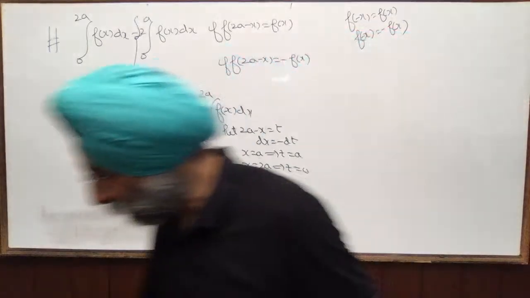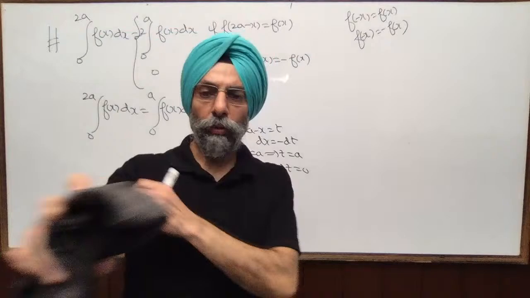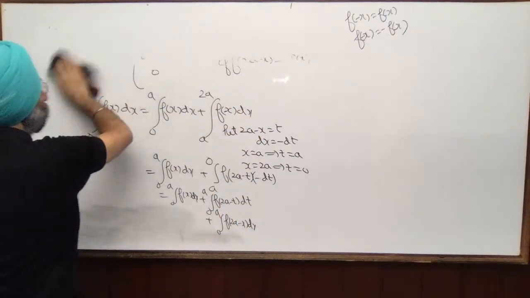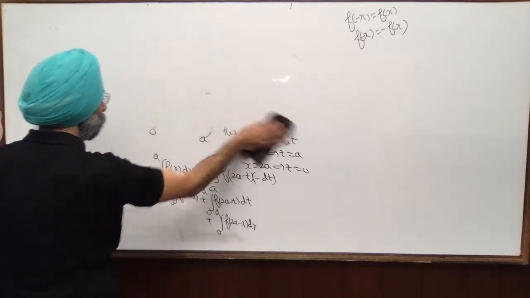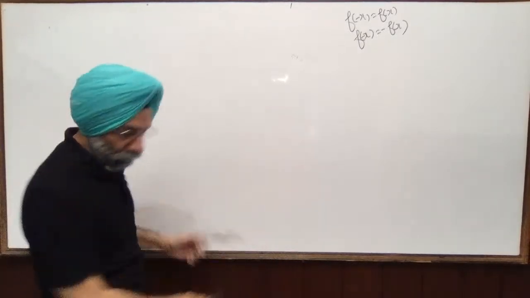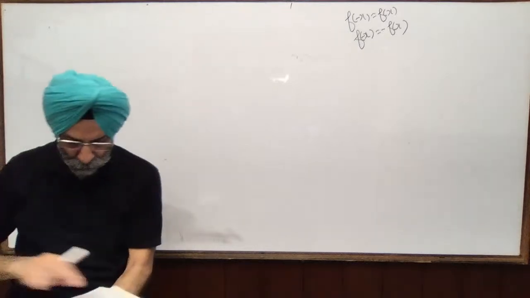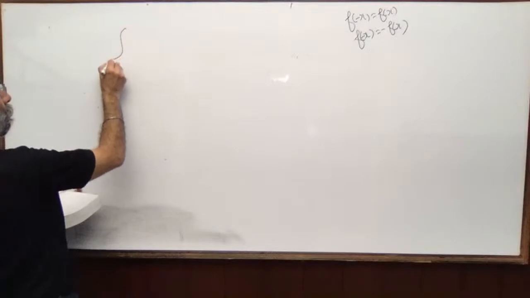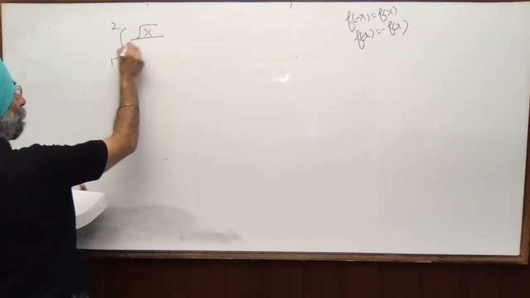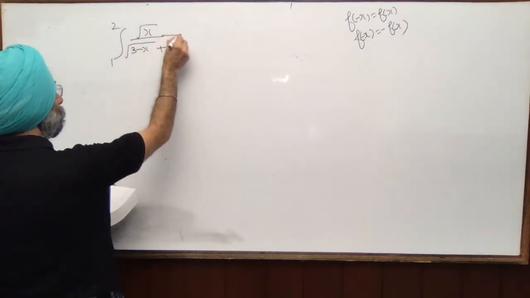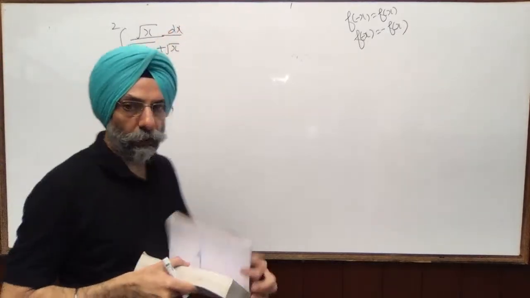Okay, so solve the questions. Are all the properties clear? The first question is integral 1 to 2 of under root of x over under root of 3 minus x plus root of x dx.